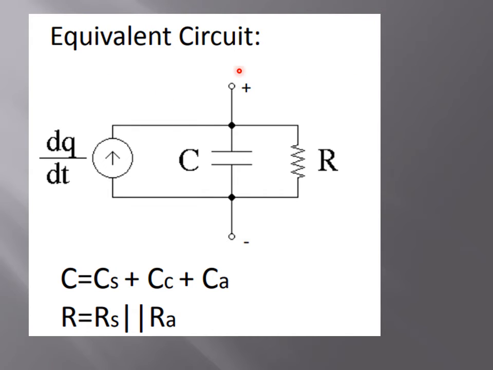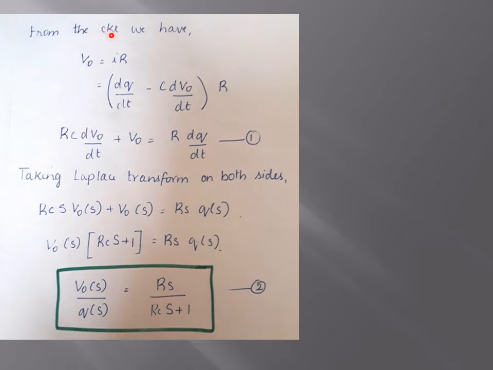Now we take the equivalent circuit of a piezoelectric transducer. We have the rate of change of charge dq by dt. This is the capacitor and the resistor placed, where C equals Cs plus Cc plus Ca, and R equals Rs parallel to Ra. From this circuit we have V0 equals IR by Ohm's law. This R is a constant, and this I is a component of the charge Q and the capacitor C.